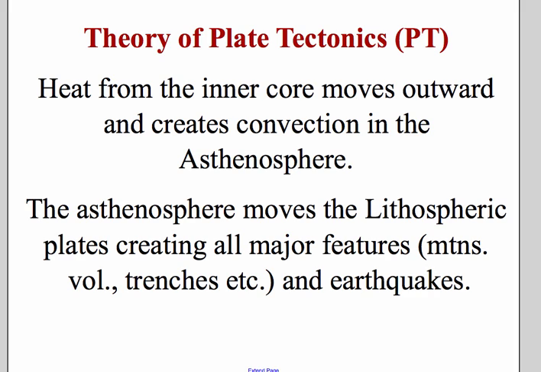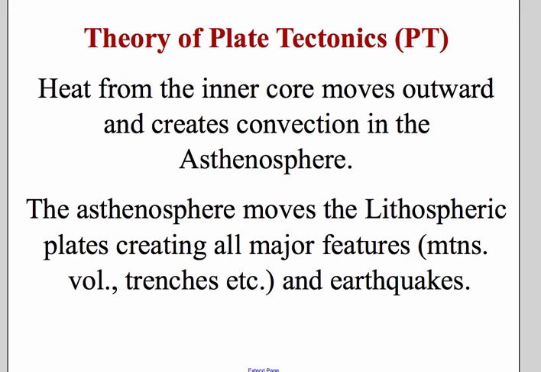So what we have today is the theory of plate tectonics, which actually includes those four things that Wegener started out with. Without those four things, it would be doubtful that we would have the theory of plate tectonics that we have today. Scientists back in the 1950s and 1960s started to look at continental drift and saw how a lot of these ideas were actually really good, particularly with new information they were finding out after Wegener's death. Heat from the inner core moves outward and creates convection in the asthenosphere. That's something that we're discovering, and the asthenosphere actually moves the lithospheric plates, creating all major features.